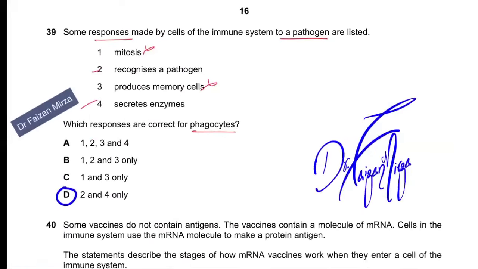Some responses made by cells of the immune system to the pathogen are listed: mitosis, recognizing pathogen, producing memory cells, secretes enzyme. Which responses are correct for phagocytes? What do phagocytes do? Do they undergo mitosis upon combating the pathogen? No, they do not carry out mitosis once combating the pathogen. They recognize the pathogen, yes. They produce memory cells? No, phagocytes do not have any memory cells. They secrete enzymes? Yes, they do. So 2 and 4 are correct.